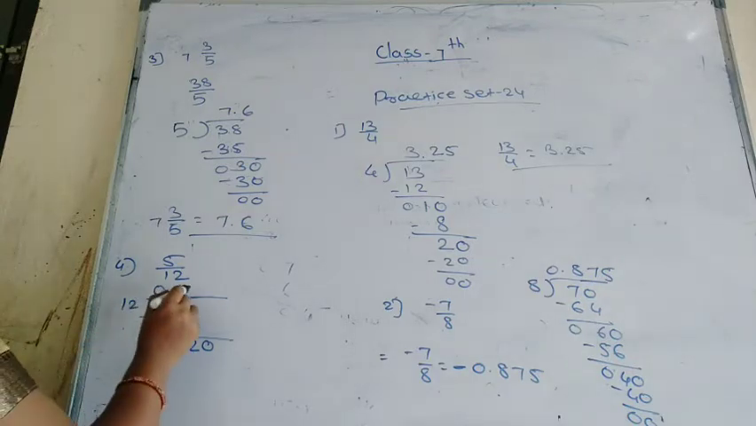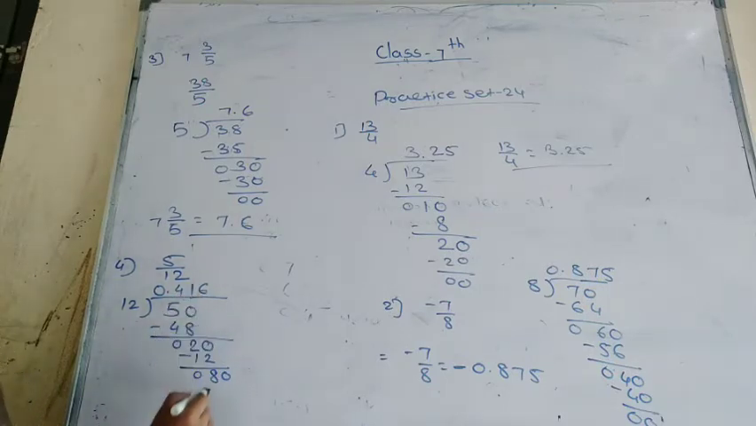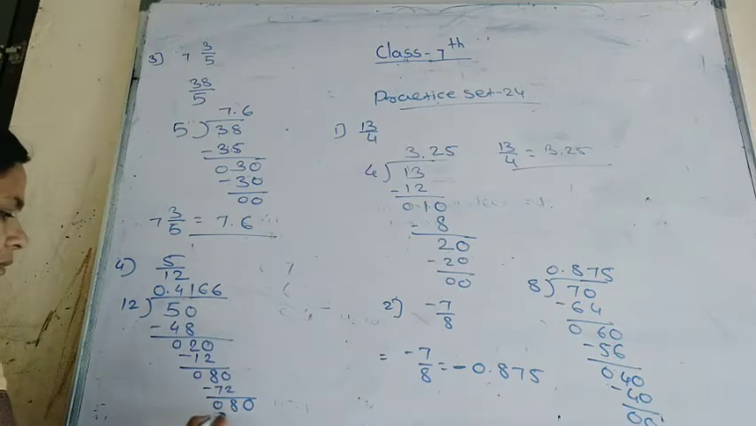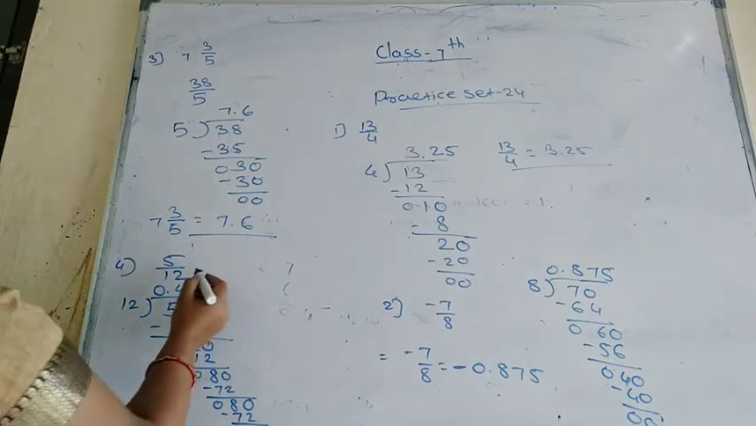12 times 2 is 24, a bigger number. Therefore 12 times 1 is 12. Here 10 minus 2, 8. 12 times 6 is 72. Here 10 minus 2, 8. Here 0. Again you take 10. Then again 12 times 6 is 72. Here 10 minus 2, 8. Here 0. Then the repeated numbers are 6 6.